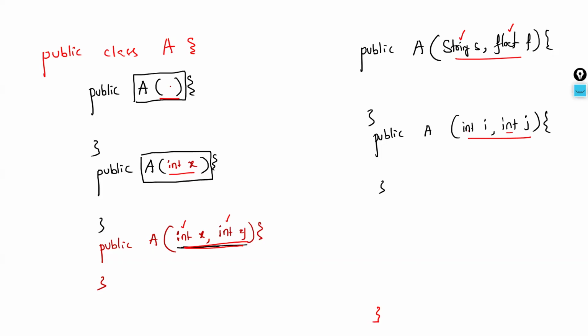So this is a difference. It's not a difference in signature. It is the same in signature. So this int, comma, int and this int, comma, int are the same. Therefore, this is syntactically wrong. It's not allowed.